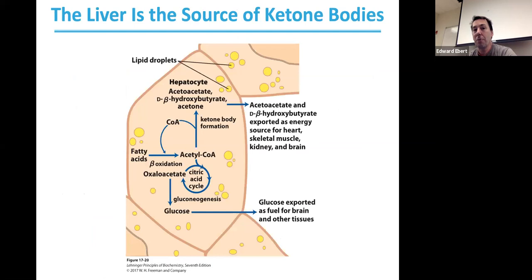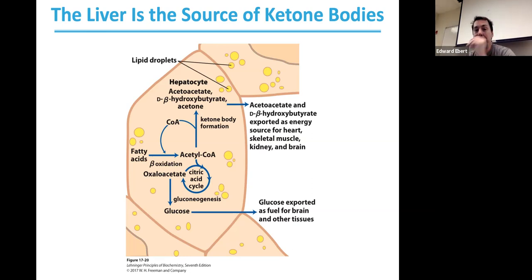So the ketone bodies are made in the liver, okay? And then we can transport our acetoacetate and beta hydroxybutyrate through the bloodstream, and they can be used as energy for the heart, muscle, kidneys. I always forget the kidneys. And the brain.